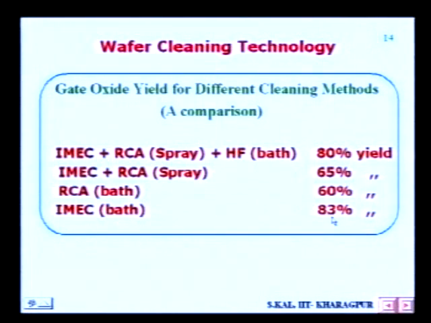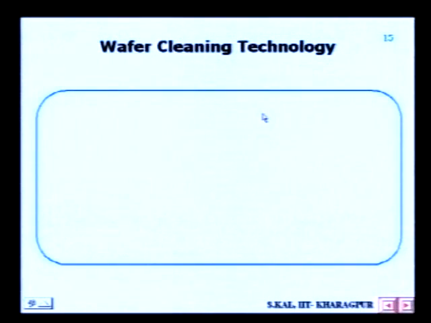IMC bath will give you 83% yield. So now IMC gives 83%, which means it is better. Now another method is a dry cleaning technology. Dry cleaning technology here is very important.